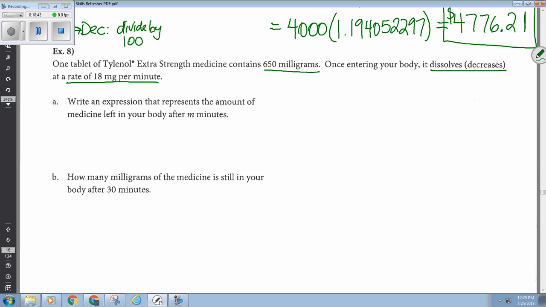So to write the expression, you started with 650 milligrams. So dissolving means it's decreasing, and decreasing means subtraction. 18 milligrams per minute, we don't know how many minutes it's in our system. So that would be your expression that you would solve, for example.